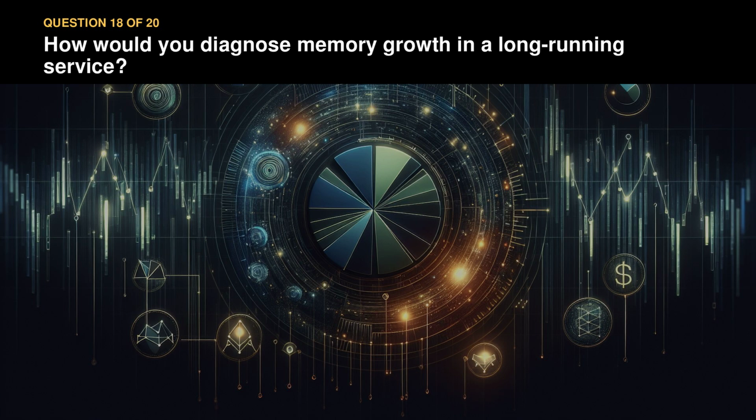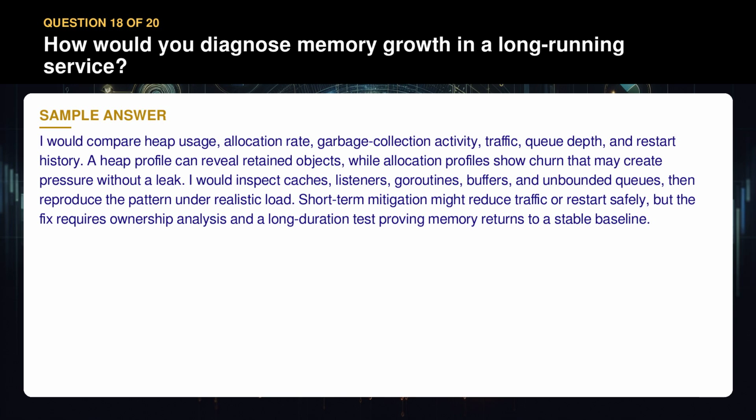Question 18. How would you diagnose memory growth in a long-running service? I would compare heap usage, allocation rate, garbage collection activity, traffic, queue depth, and restart history. A heap profile can reveal retained objects, while allocation profiles show churn that may create pressure without a leak. I would inspect caches, listeners, goroutines, buffers, and unbounded queues, then reproduce the pattern under realistic load.